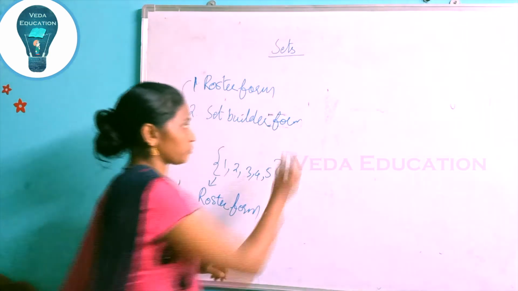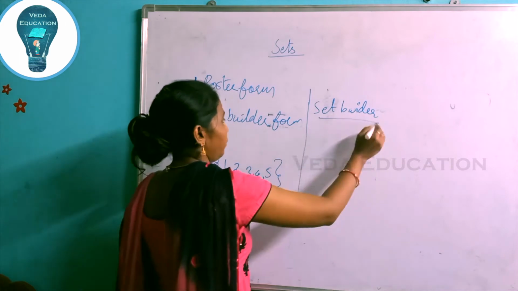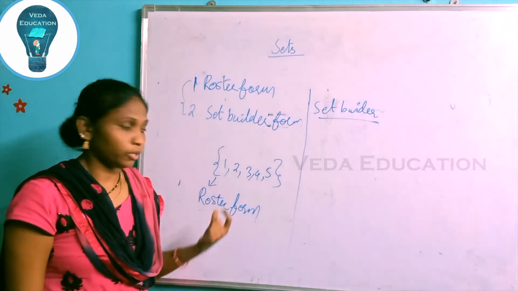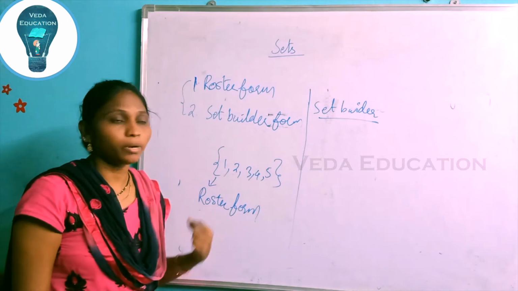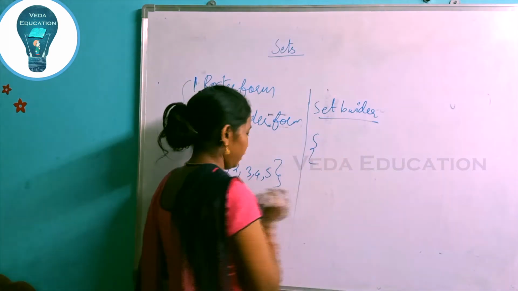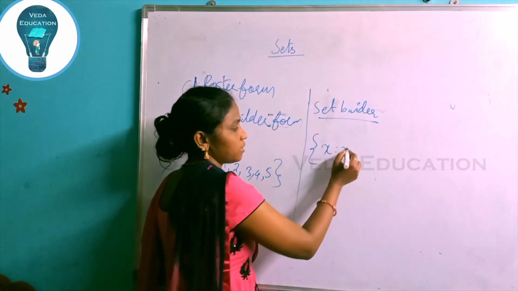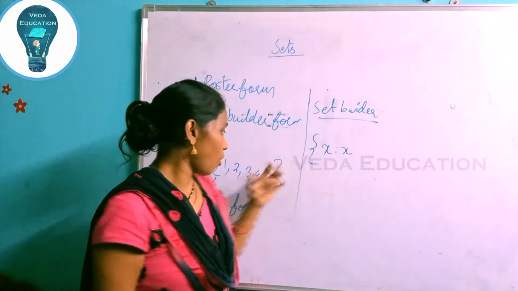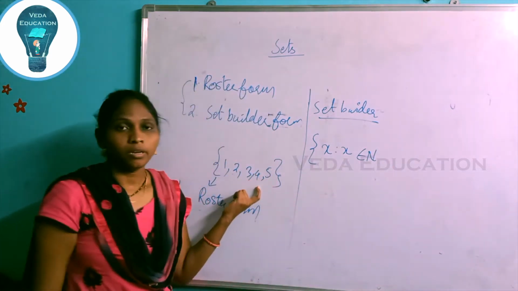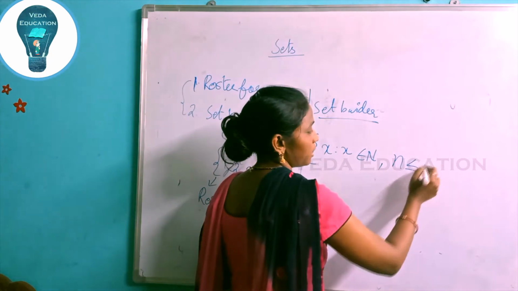Next is set builder form. See here, set builder form. We will write which elements are involved in that given set. We will write in a statement form or equational form. For writing that, first we will use set notation braces, and we are considering this set only. These numbers are natural numbers, so we will write x such that x belongs to natural numbers, and these numbers are up to less than or equal to 5.